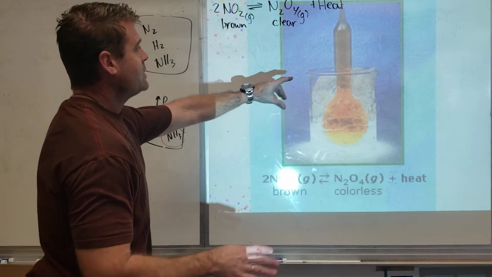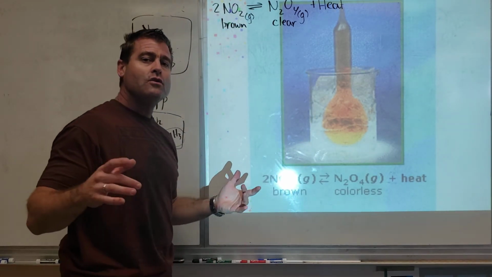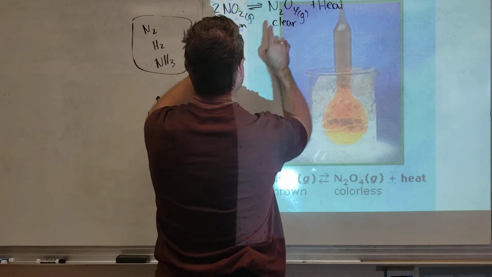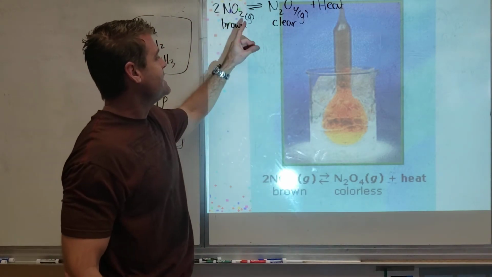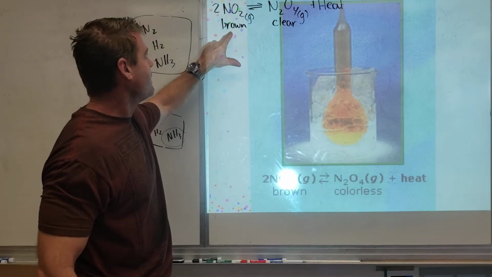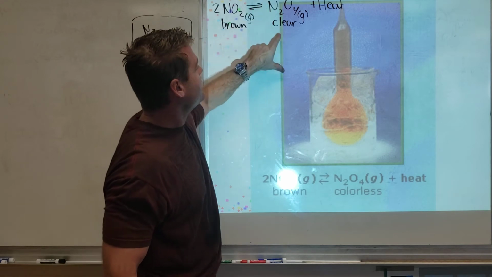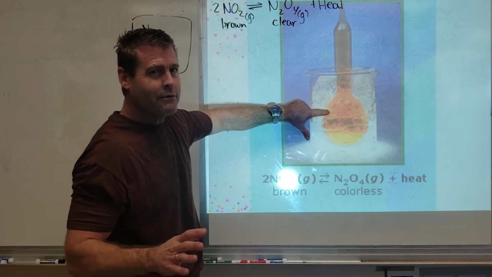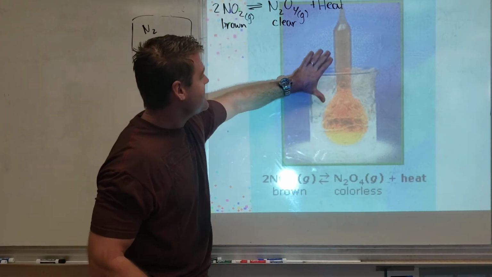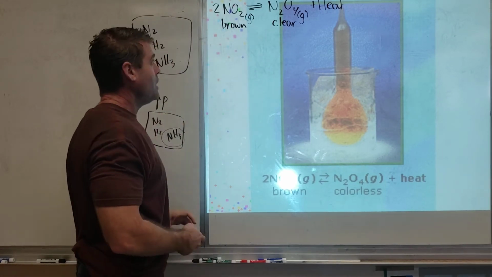So if you were looking at a container that had both NO2 and N2O4, you could figure out which side is favored by seeing whether the container looks more clear or more brown. If it's more brown, obviously the equilibrium is dominated by the NO2. If it's more clear, light, kind of yellowish, that indicates that there are both N2O4 and NO2 molecules present.